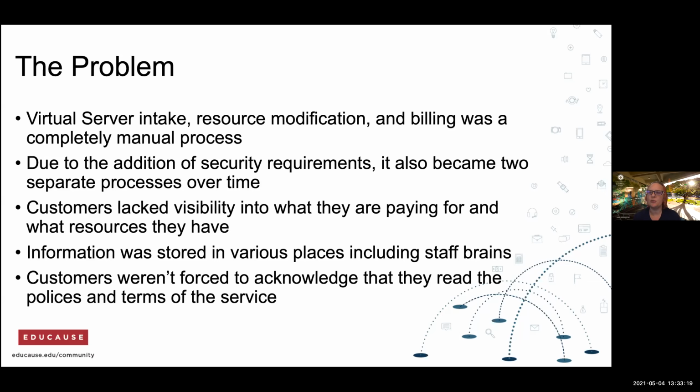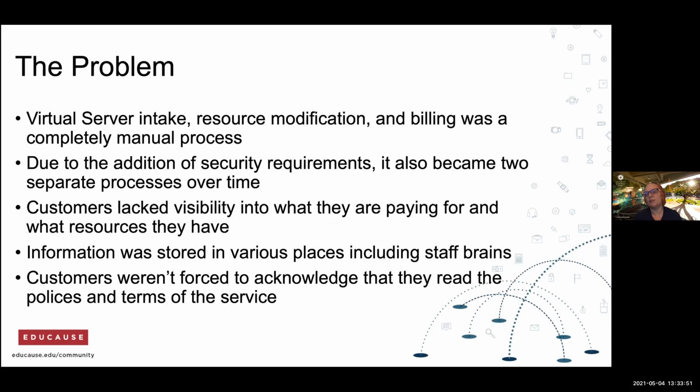The information was also stored in various places, including staff brains, email, spreadsheets. We had so many spreadsheets with different information that was required from different groups. Which servers are charged, which servers have this amount of RAM, which are SATA, which are SAS, which have personally identifiable information on it. So it was a lot of different resources that you had to go to find information about a server.